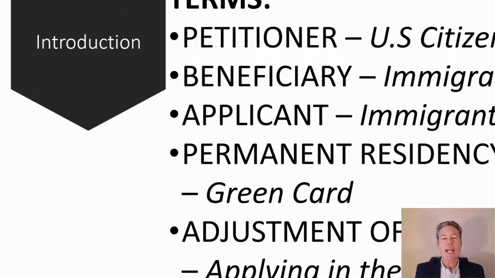And then adjustment of status, that's when you apply for a green card in the United States. You can apply for permanent residency through an embassy or a consulate, and that's a different process. We call that consular processing. Adjustment of status is when you work with the USCIS here in the United States because you're living here and you're going through the process in that way. So what we're doing today is adjustment of status.